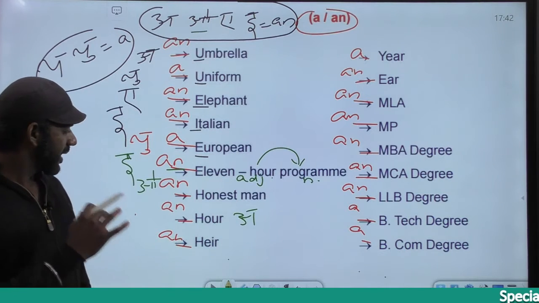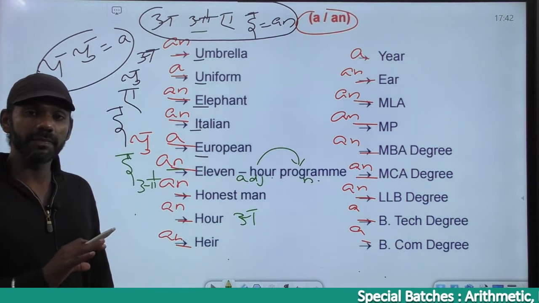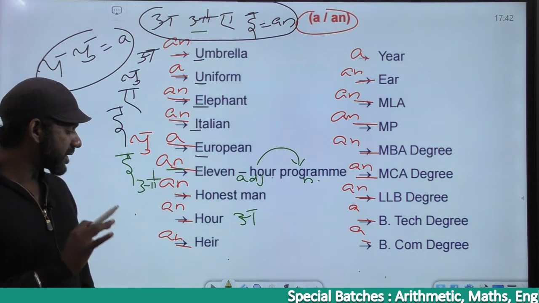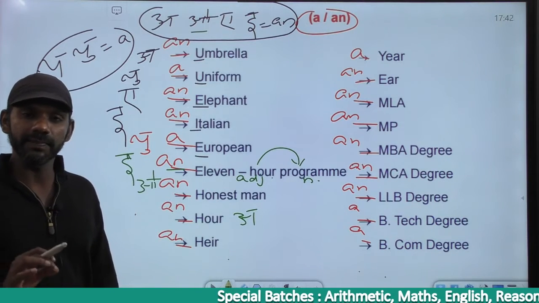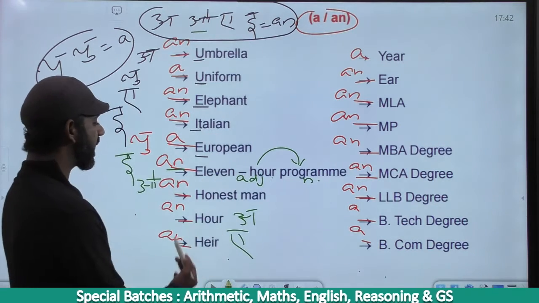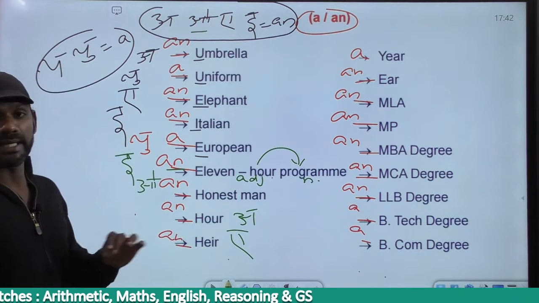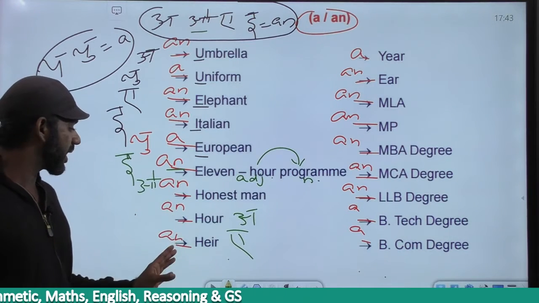Got it? H-E-I-R. H is silent. H is not pronounced here. H-E-I-R is pronounced as air. Air, the first sound is A, so it must be an air. H-E-I-R is pronounced as air and the first sound is A. Air, first sound is A, so an air.